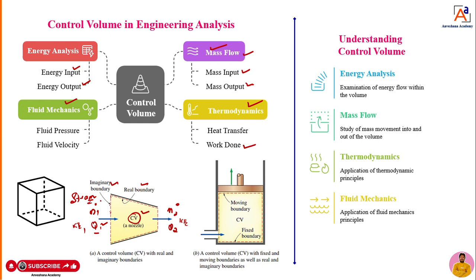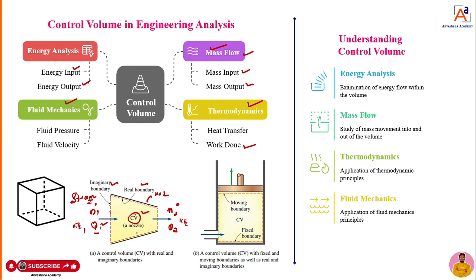What is the pressure of the steam before entering the nozzle? What is the velocity of the fluid before entering the nozzle? And what is the velocity of the fluid when it is coming out of the nozzle? What is the pressure of the steam when it is coming out of the nozzle? All these things I can calculate with the help of a volume. That volume we can call a control volume, dear students.